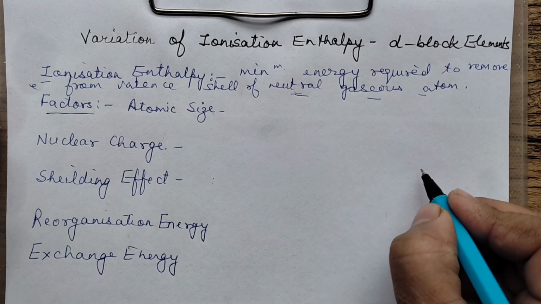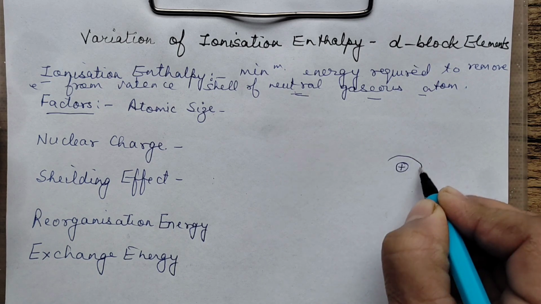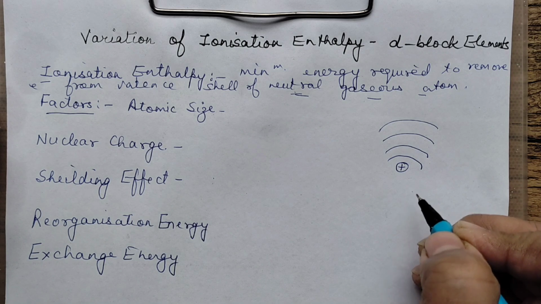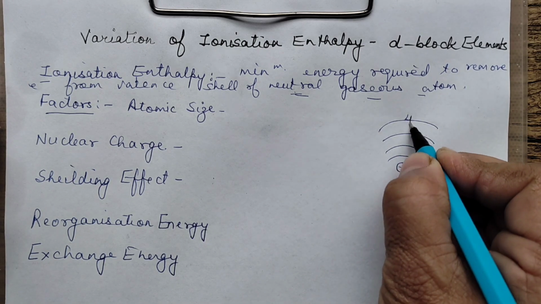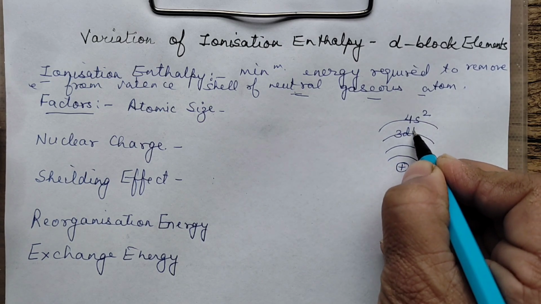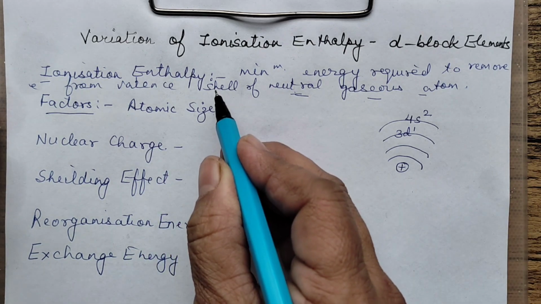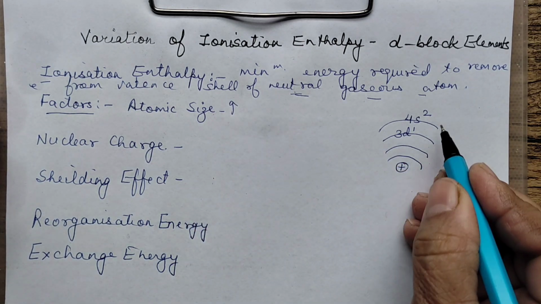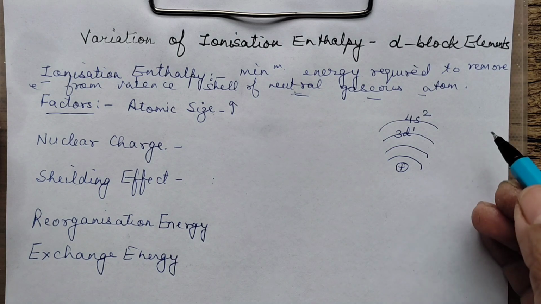So what exactly are D block elements? Let's understand that part first. Say this is the nucleus, first shell, second shell, third and fourth. I'm talking about fourth period, that is 3D series. So 4s2 is filled and then the electron starts going into 3D. First thing is when the size increases, then the distance between the nucleus and the valence shell is increasing.